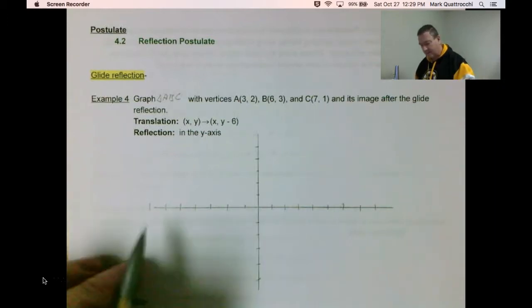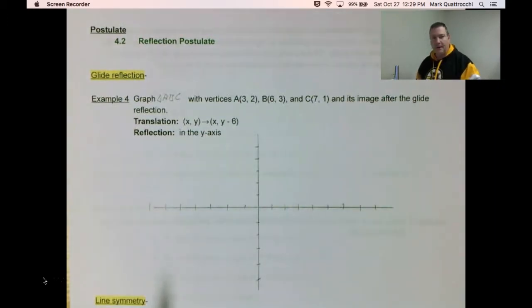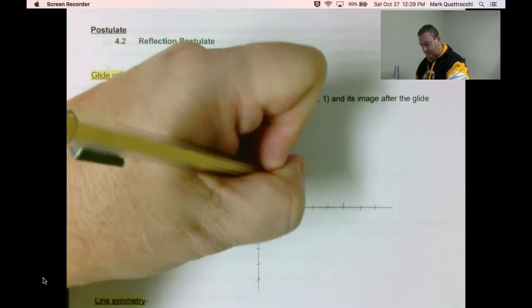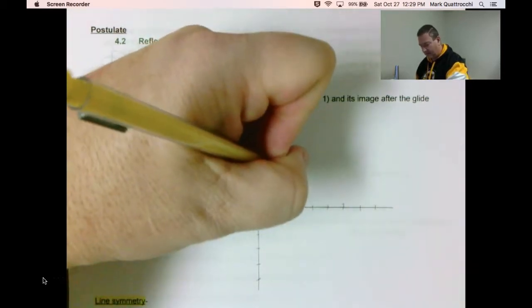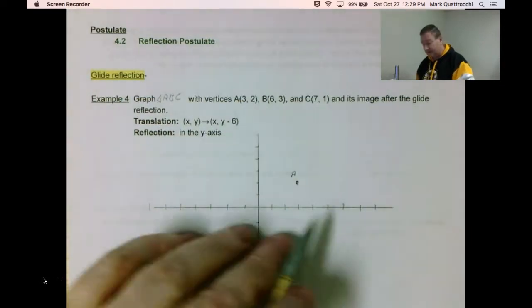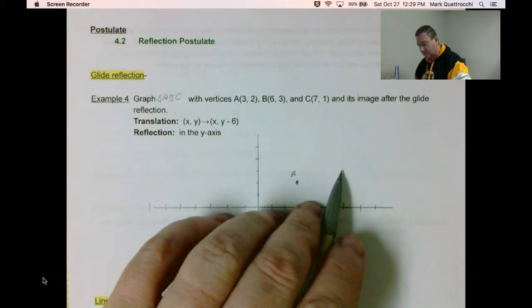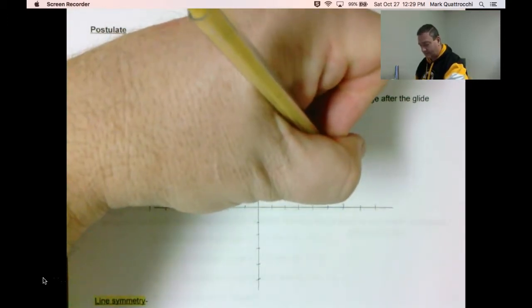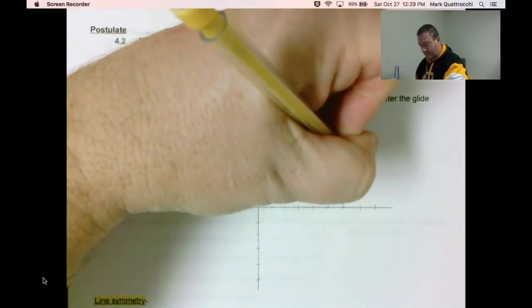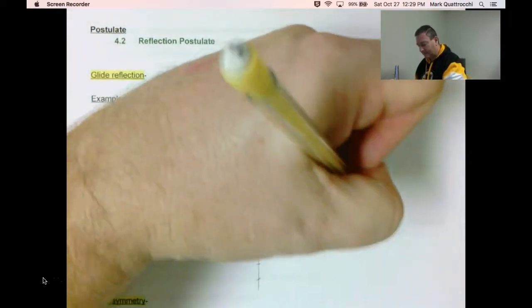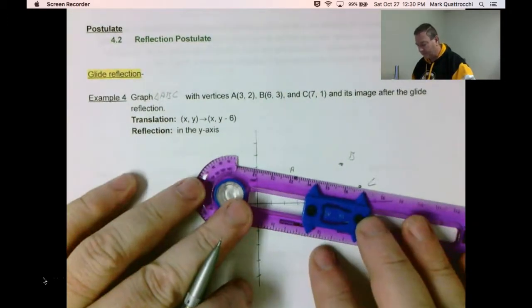Yeah, it looks like I'm probably going to need that 7. Okay, so point A is at (3, 2). There's A. Point B is at (6, 3). Point C is at (7, 1). There's our triangle.